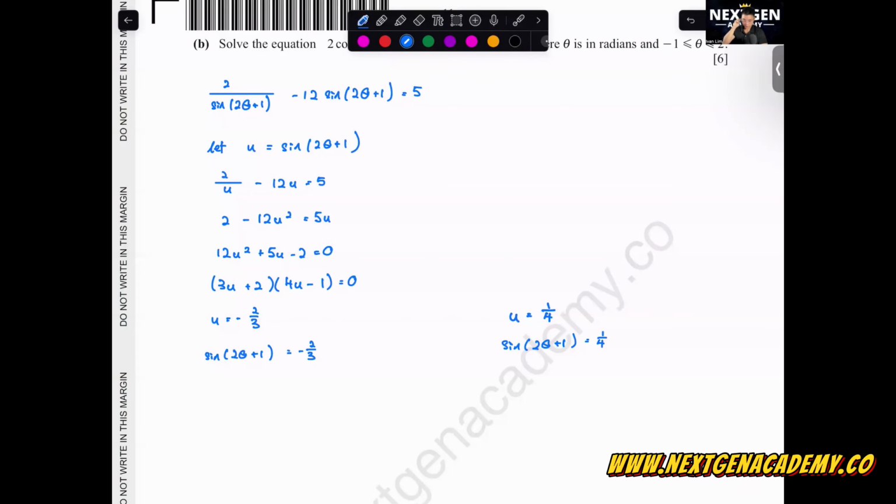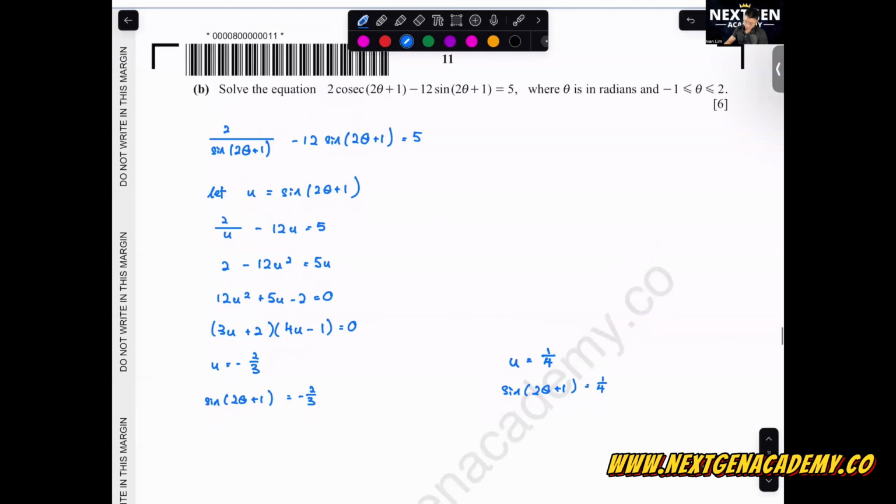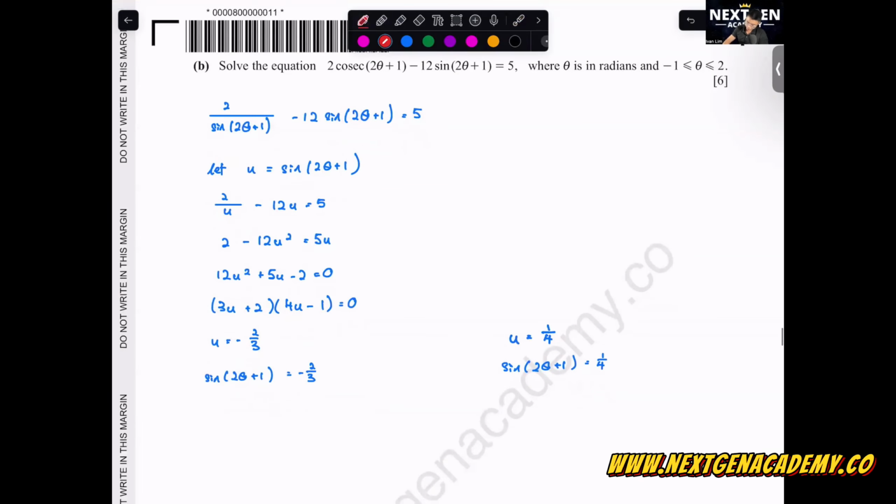Okay, let's solve for the first one. Negative 2 over 3. First of all, we have to see what is the range of values that we want. We want from negative 1 to 2. But this is for theta. We are solving for 2 theta plus 1, and this applies for both of them. Both also is 2 theta plus 1, right? So now what will be the range of values?